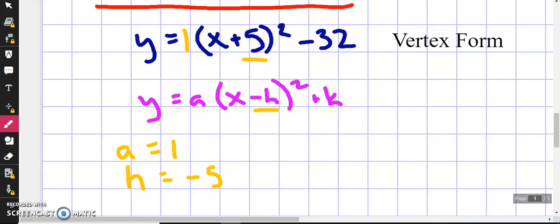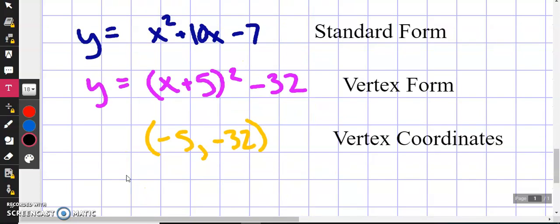And then when I look at the K, I notice something similar. The K has a plus sign in front of it, but the 32 has a minus sign in front of it. So my value of K is actually a negative 32. So if I start with a standard form of x squared plus 10x minus 7, I convert that into the vertex form, which is x plus 5 squared minus 32, which tells me my vertex coordinates are negative 5 and negative 32.